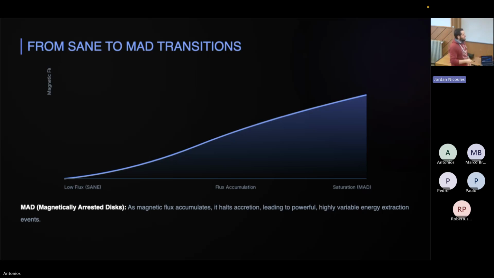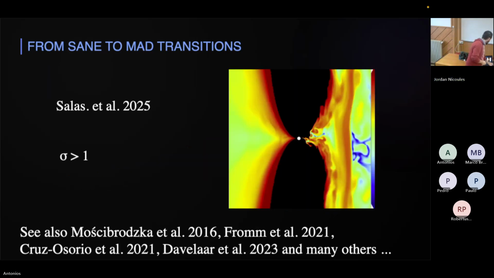Accretion continues. But as flux accumulates, if you have more and more, you find the saturation limit. This is called the MAD limit, the magnetically arrested disk, which means that I have brought as much magnetic flux as the system can carry to the black hole, and then it stops. It cannot bring more magnetic flux. In this MAD situation, you see that you have built this nice funnel.